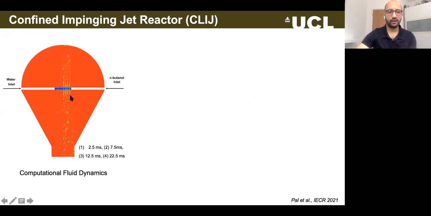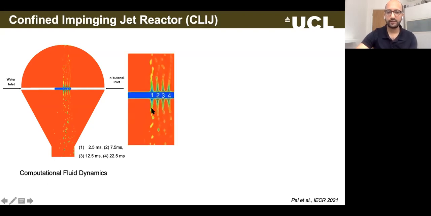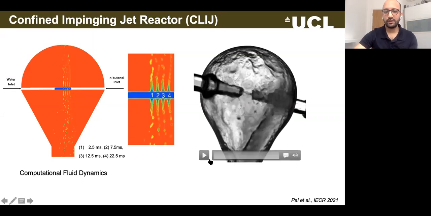So here we see the formation of the film. And the location of the film shifts from the left to the right side because water has a high density and n-butanol has a low density. So the film moves to the lower density side. We predicted this with the computational fluid dynamics tool, and we also observed the same with high-speed imaging.